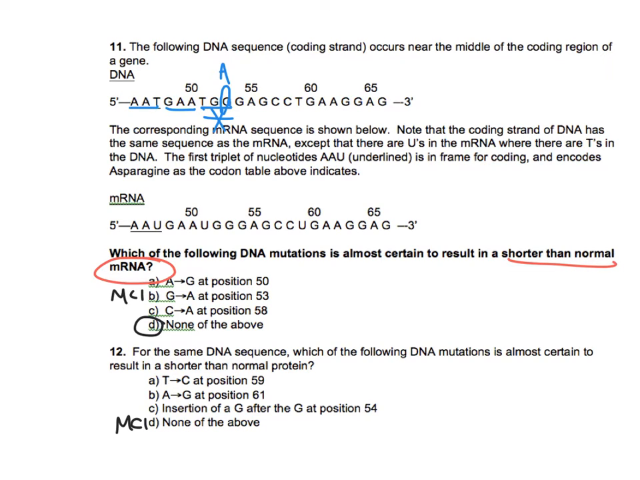What would you have to do to make a shorter than normal messenger RNA? What sort of mutation would cause a short messenger RNA, shorter than normal? What regulates the length of a transcript? How does RNA polymerase know where to stop transcribing? There's a particular DNA sequence that RNA polymerase reads across that says, hey, this is the end of the transcript, essentially.